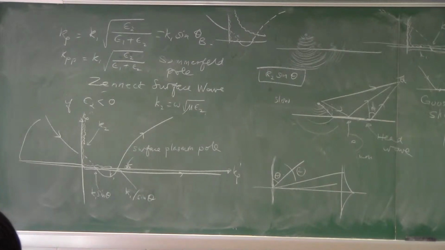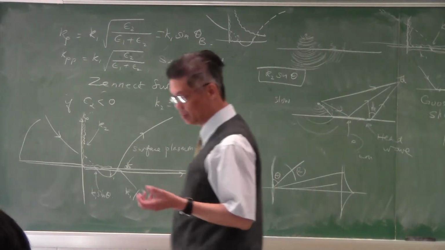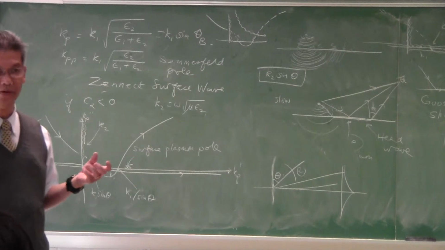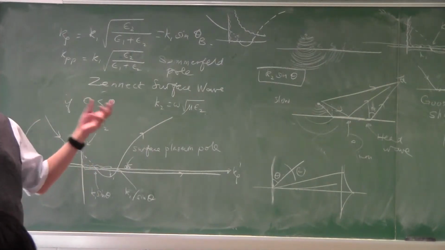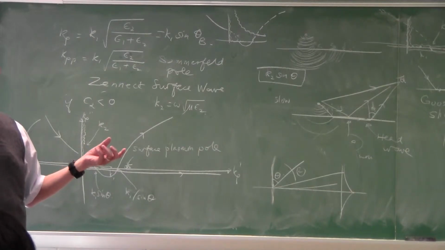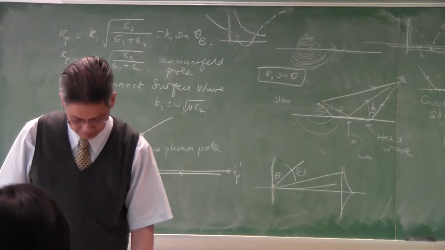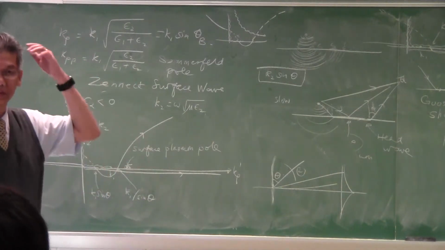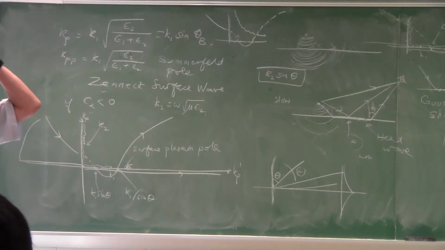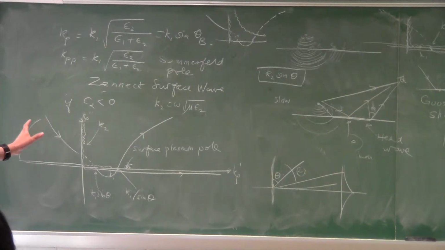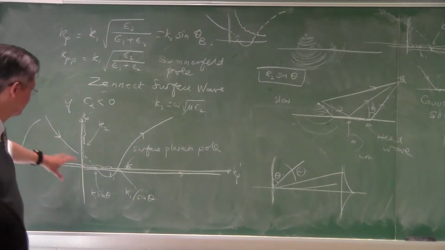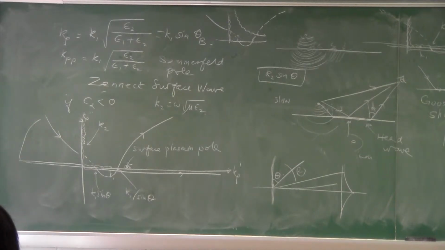So the same pole manifests itself as the Zenneck surface wave pole, the Sommerfeld pole, and the surface plasmon pole. The same mathematical pole manifests itself differently. Any questions regarding this? It's clear, right? It's very clear. And these are called critical point analysis. You have to know what the critical points are, and then you can pick up all these different contributions.